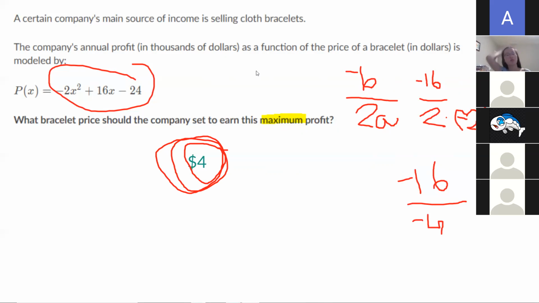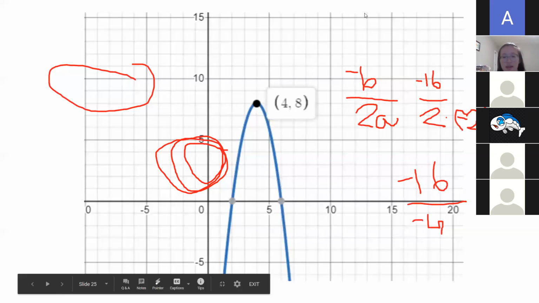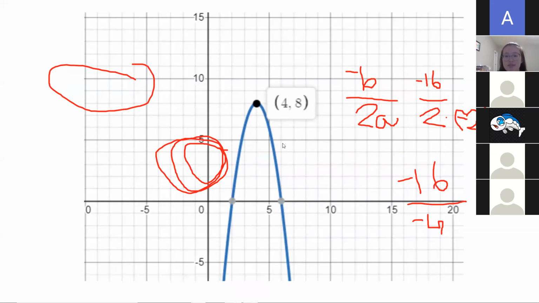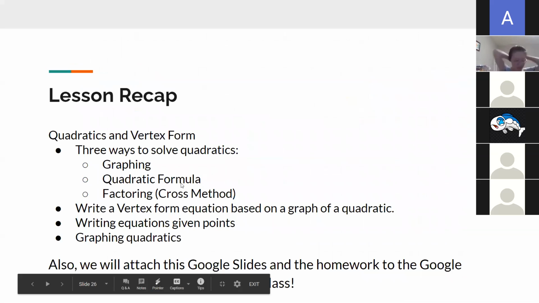I talked about how at first I was trying to find the solutions, but the solution here would not actually be the answer to this question, because the solution would be where the company's annual profit is 0. You could also graph this equation and find the vertex through graphing or through Desmos, like I already showed you. If you have access to a calculator, it's really easy to find the answers to this type of question.